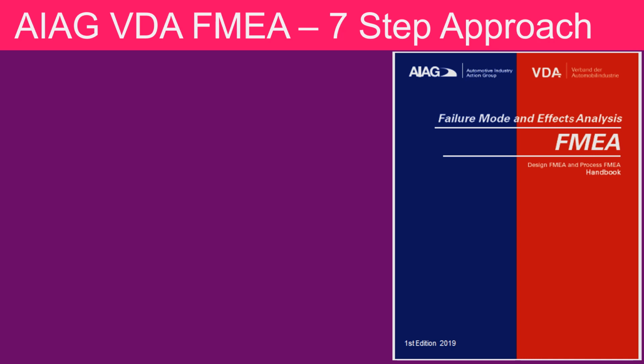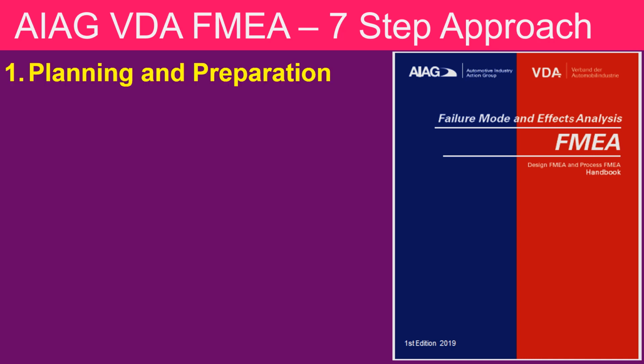As per the AIAG VDA FMEA handbook, the FMEA has to be carried out in 7 steps. The first step is planning and preparation. The purpose of this step is to define the scope and do the project planning. The second step is structure analysis. In this step, you visualize the process through a process flow diagram and break down the manufacturing system into 3 elements: process item, process step, and process work element.